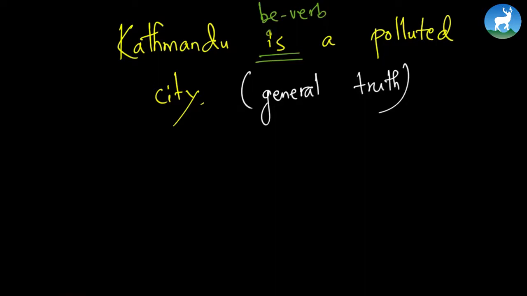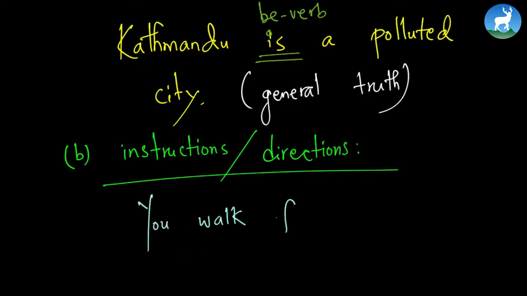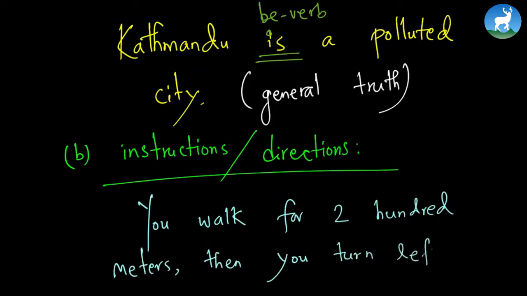Everybody knows that. You see, the simple present tense can also be used when we are giving instructions or directions. So whenever we are giving someone instructions or directions, simple present tense is also used. For example, I can say, you walk for 200 meters. Then you turn left. So you walk for 200 meters and then you turn left. These are all the first or the simple form of the present tense. So whenever we are giving instructions or directions, we use which tense? We use simple present tense.